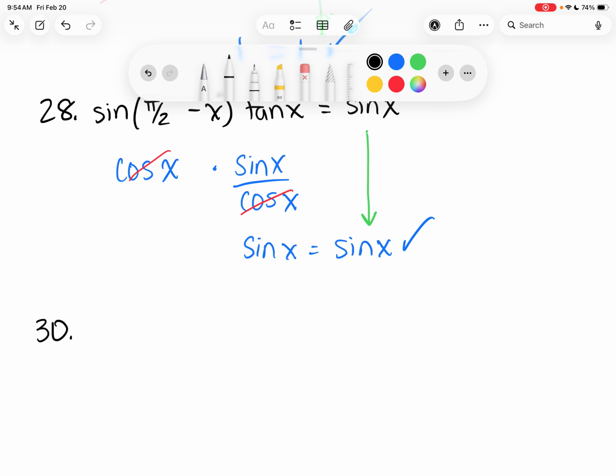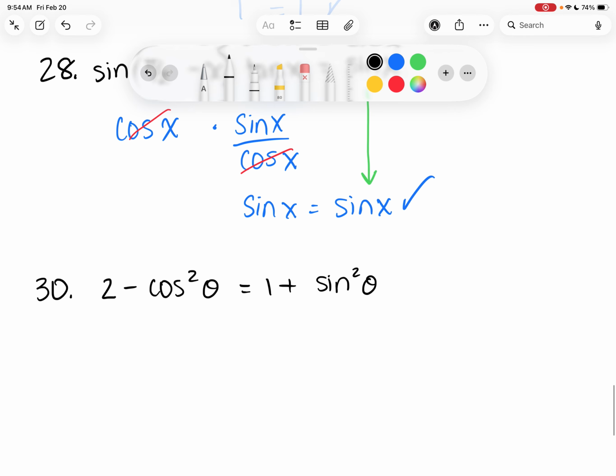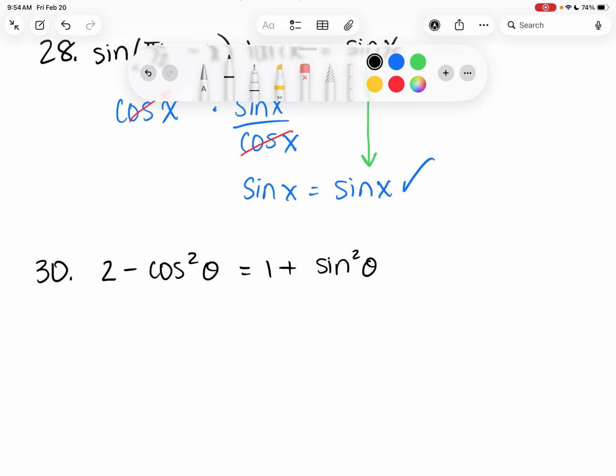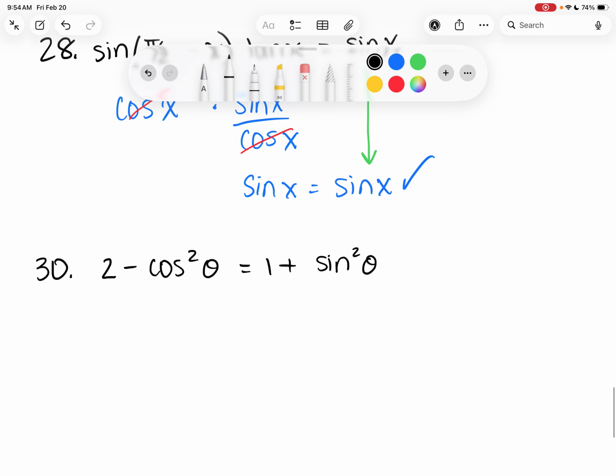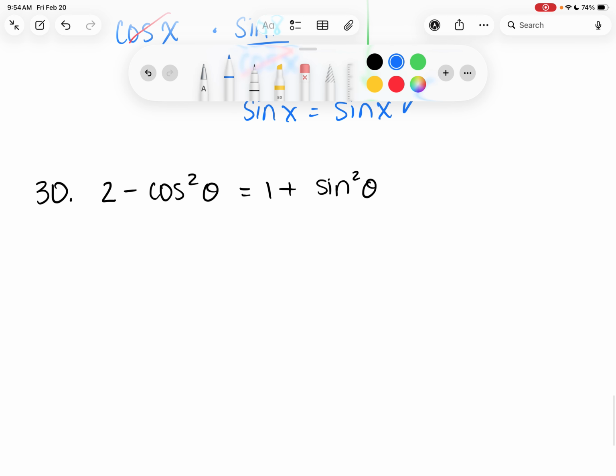So 30, we've got 2 minus the cosine squared of theta is equal to 1 plus sine squared of theta. We still don't touch the 1 plus sine squared side. Never touch it. I made that way too long.